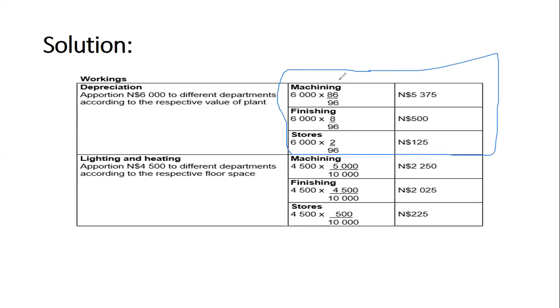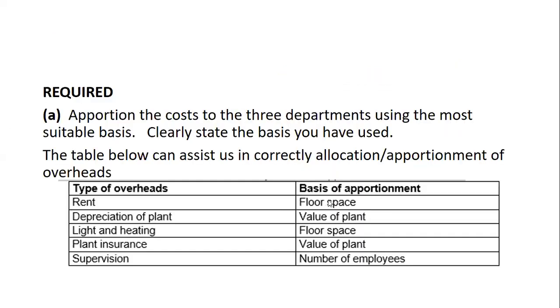You can see the foremost thing is to know the basis of apportionment. You get it? In other words, we must know how we are sharing the overhead expenses between the different departments. This is our overhead basis of apportionment. This is how we apportion the overheads. We apportion them in this way, so you must master this.